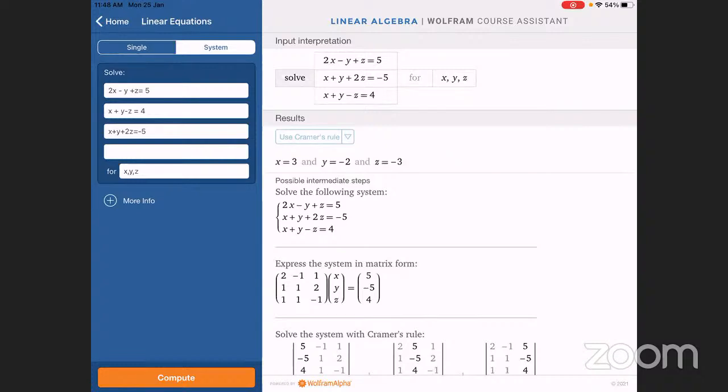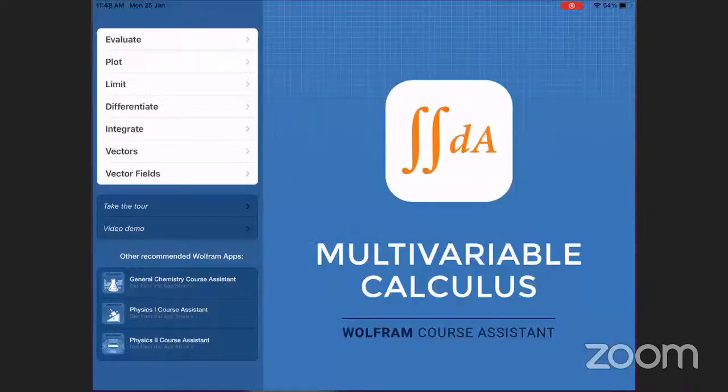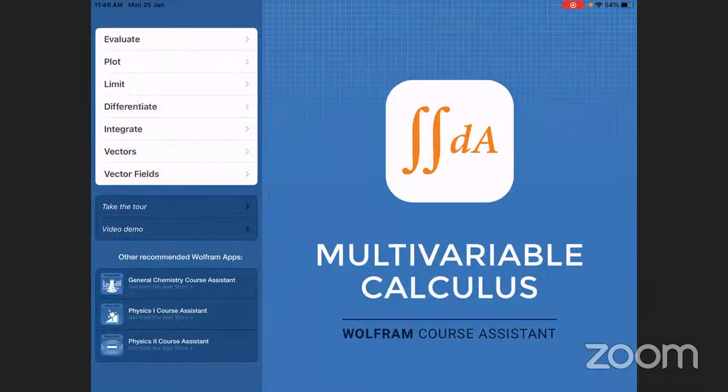So having done this, I want to look into another course assistant. This is in fact not a free application. We have to pay something for this, $400 to $500. One-time payment, you can just purchase this. I want to look into advanced calculus. So this is in fact multivariable calculus.